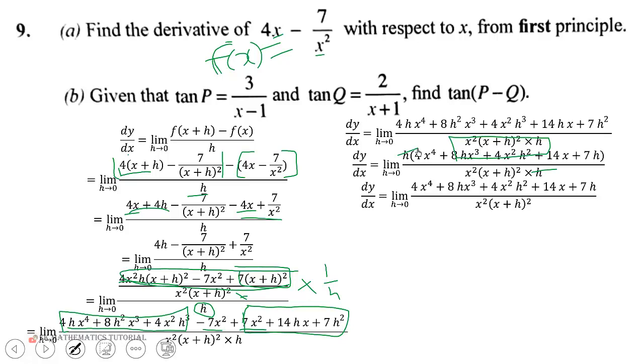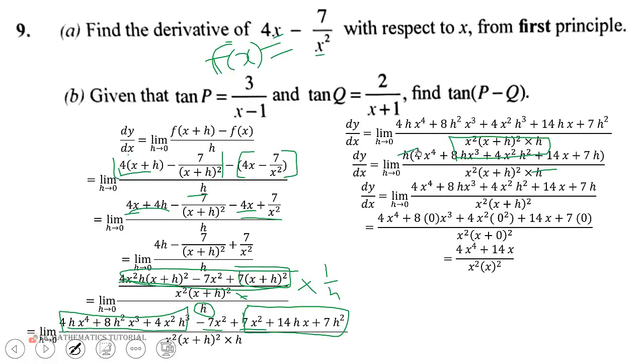And what we have to do next is to substitute h equals 0. And that will give us this expression, and to simplify further to this. So a factor of x, so we reduce by a factor of x to get 4x cubed plus 14 over x cubed, and that will give us 4 plus 14 over x cubed. So that is from first principles, the derivative of 4x minus 7 over x squared.